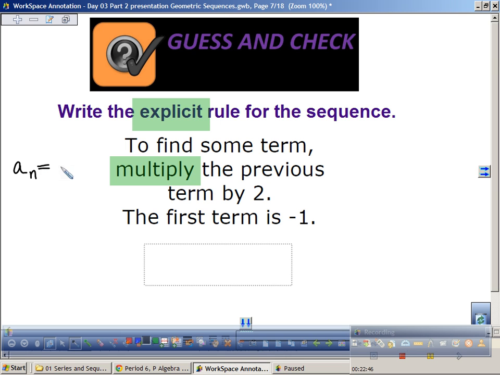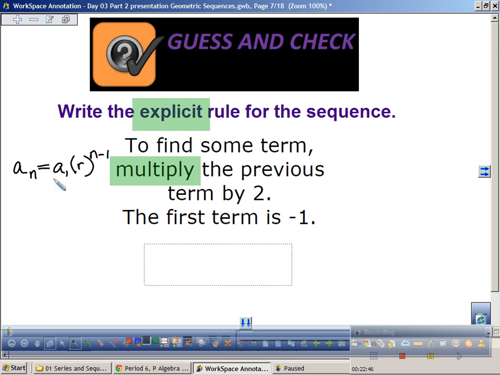To find some term, I need the first term. I need r raised to a power of n minus 1. So now I say, okay, this is the formula I'm going to use. Now I just have to substitute any pieces that I have here up on the board.